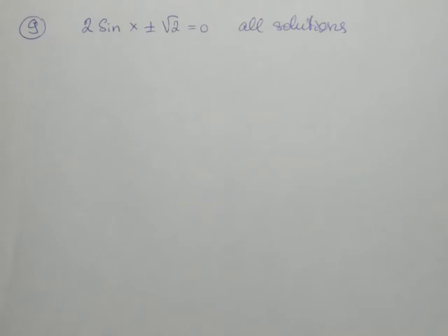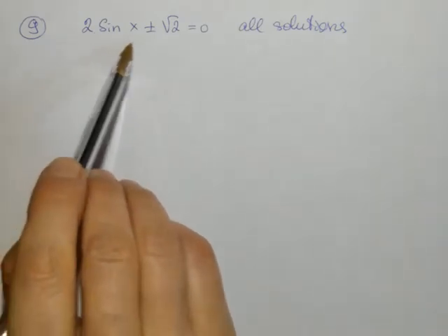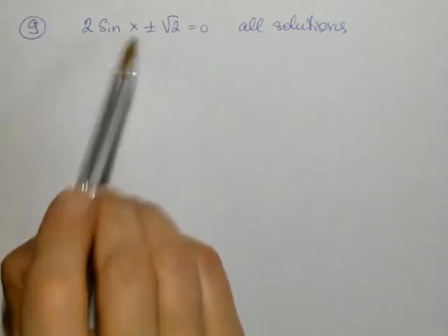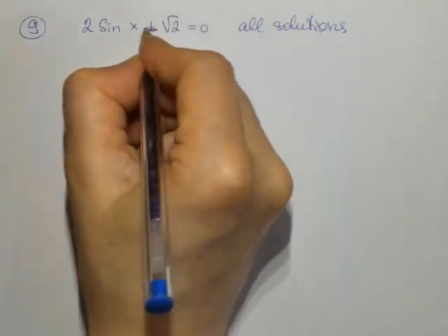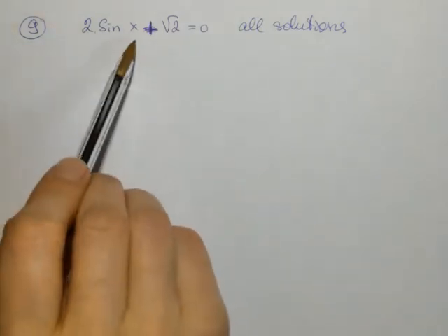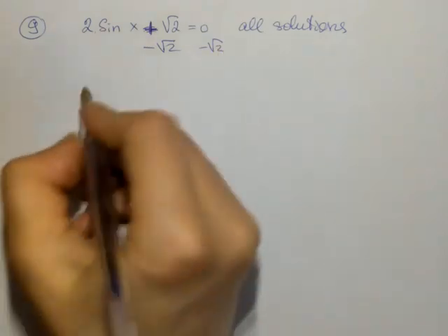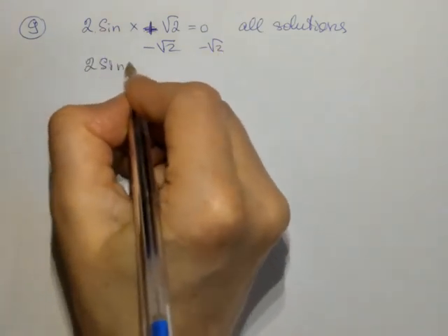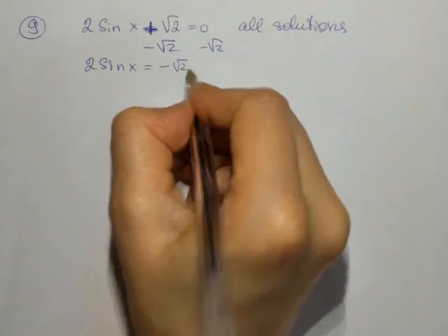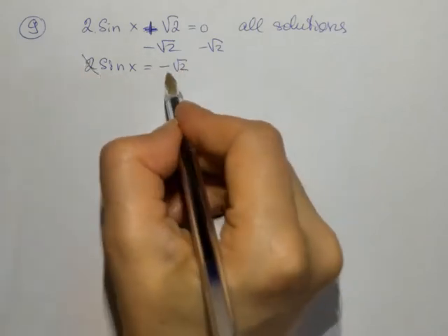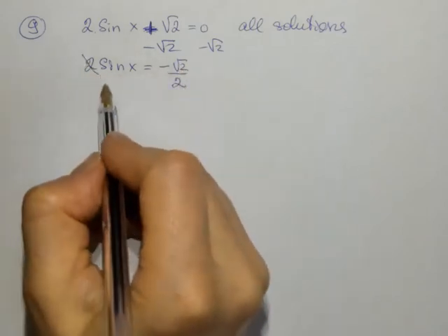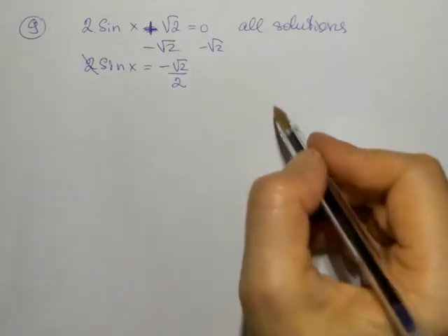Solve the equation 2 sine x plus square root of 2 equals 0 for all solutions. To solve the equation, we isolate the unknown, the trigonometric function sine x. So let us take plus here, not plus minus, but plus. We subtract square root of 2 from the left and from the right. 2 sine x equals negative square root of 2, and divide by 2. So sine of x equals negative square root of 2 over 2.